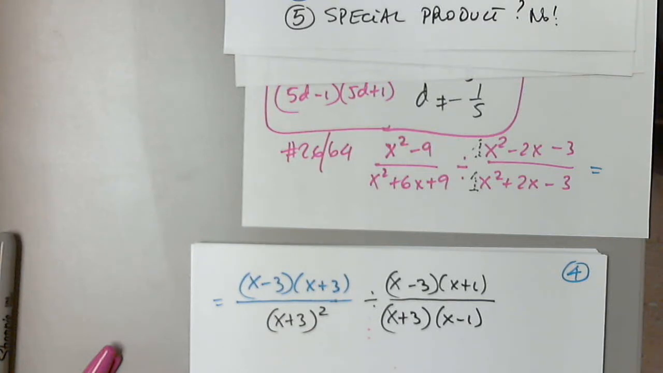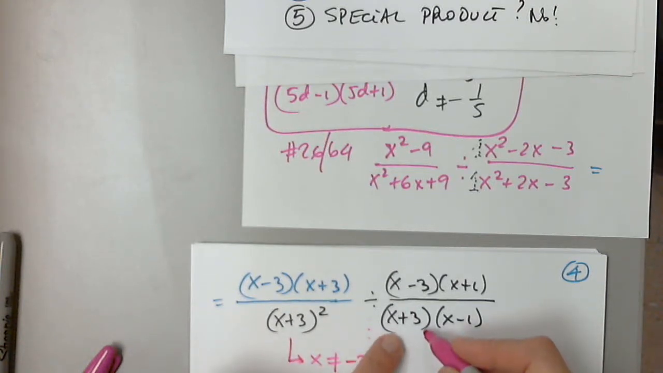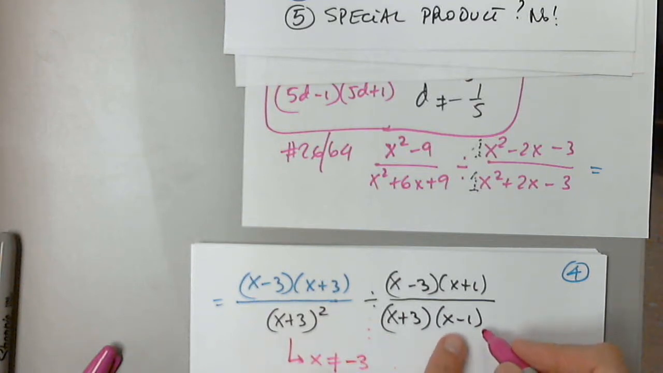Perfect. We need restrictions. We can flip before we write the restrictions, and we will write more restrictions after we flip. So for this one, we will have x not equal. I don't have to copy it again. It's already here. And what about that one? Correct.